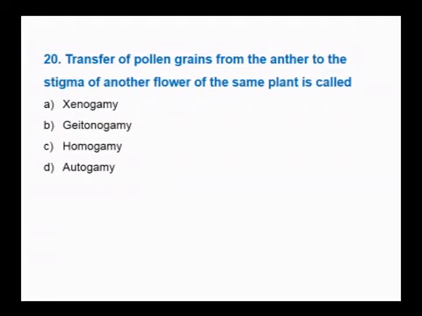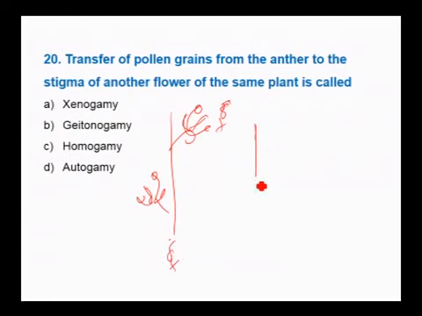Transfer of pollen grain from anther to the stigma of another flower of the same plant is called... See here, a bisexual flower, the plant is bisexual, flowers are also bisexual. This is the male plant, flowers are also male, staminate flowers.